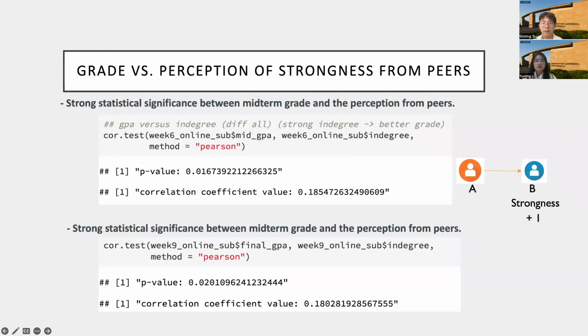Next, we focus on the relationships between students' grades, both midterm grade and final grade, and their perceptions of strongness from peers. Perception of strongness means that if student A perceives student B as mastering course materials strongly, then the perception of strongness of student B will increase by 1. We use Pearson correlation tests to measure potential linear correlation. From both tests, the p-values are lower than 0.05. Then we conclude that the correlation between perception of strongness from peers and students' grades is significant, and they show a positive correlation.